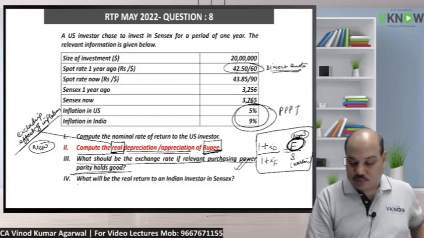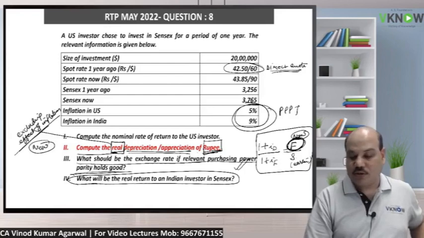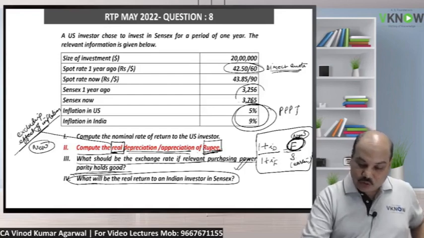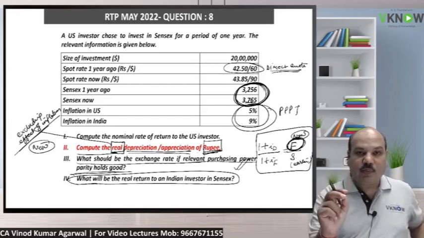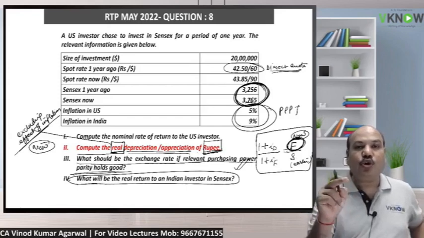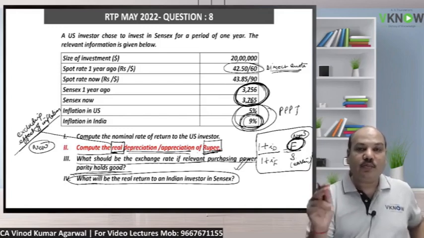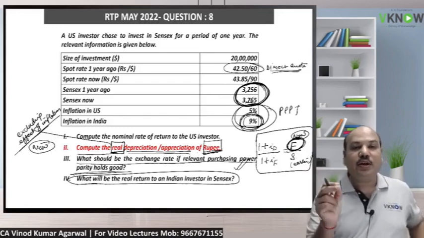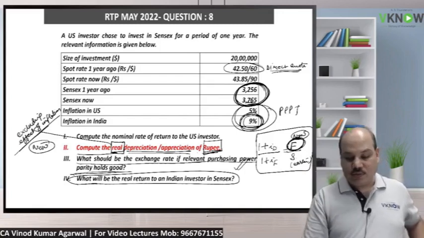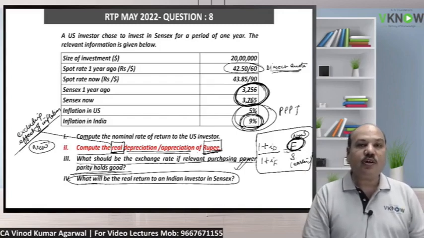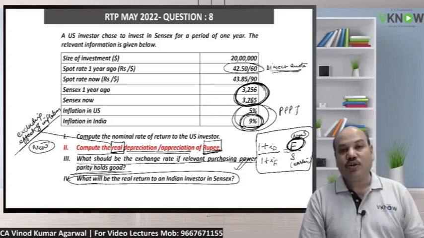And next question, what is the real return to an Indian investor in the Sensex? So if I just look at the Sensex, the difference divided by opening value will give you the nominal rate of return. And if I remove the effect of inflation from that, that will give me the real return to the Indian investor. Similar questions were covered in the class. 2 or 3 questions were covered on similar lines.